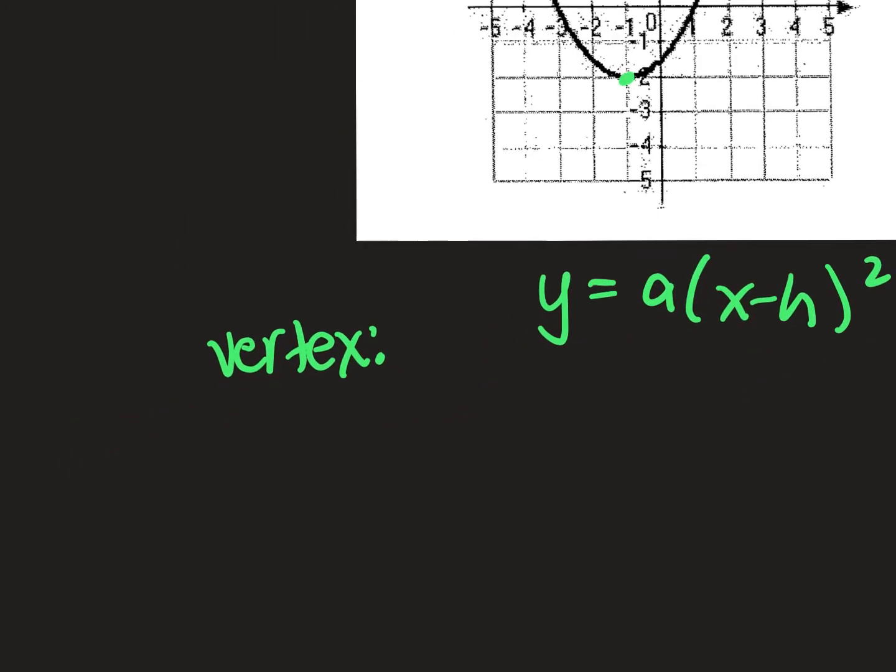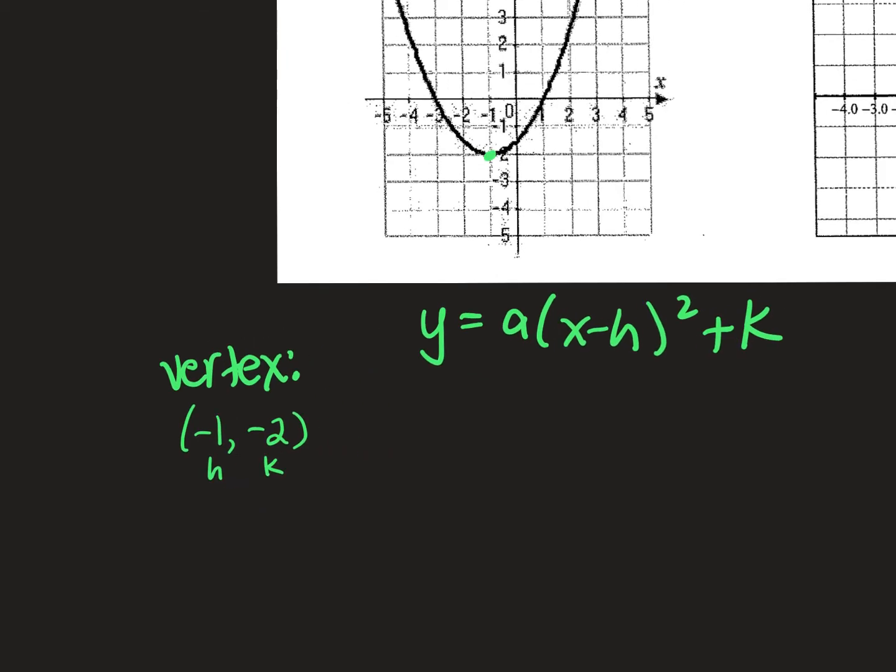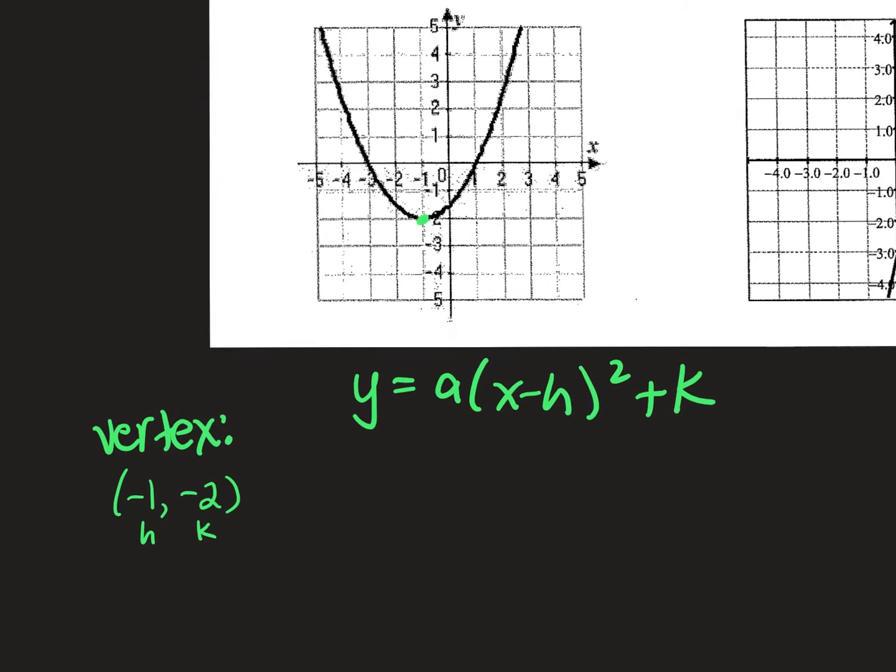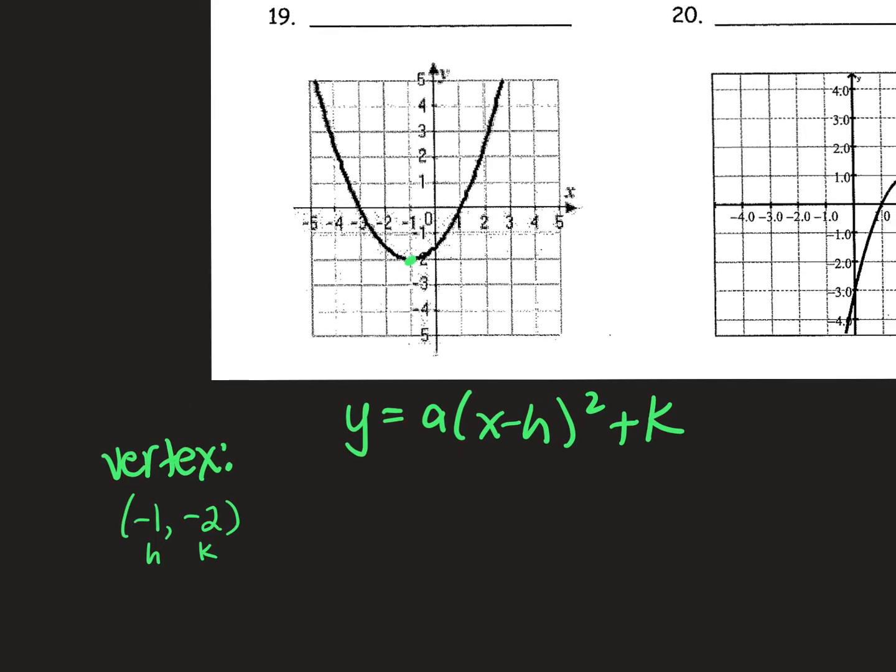Good. -1, -2. So -1, -2. That's my h. That's my k. Now, yesterday, guys, how did we find the A? Because I can't tell from here what A is. How do I find my A?